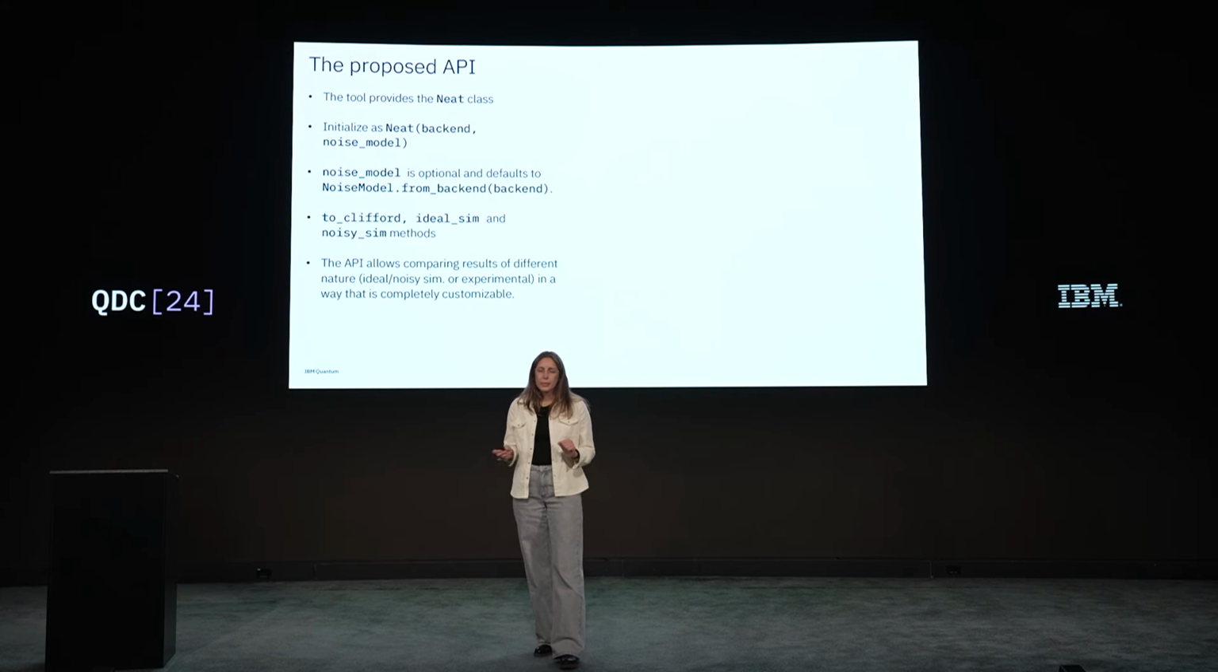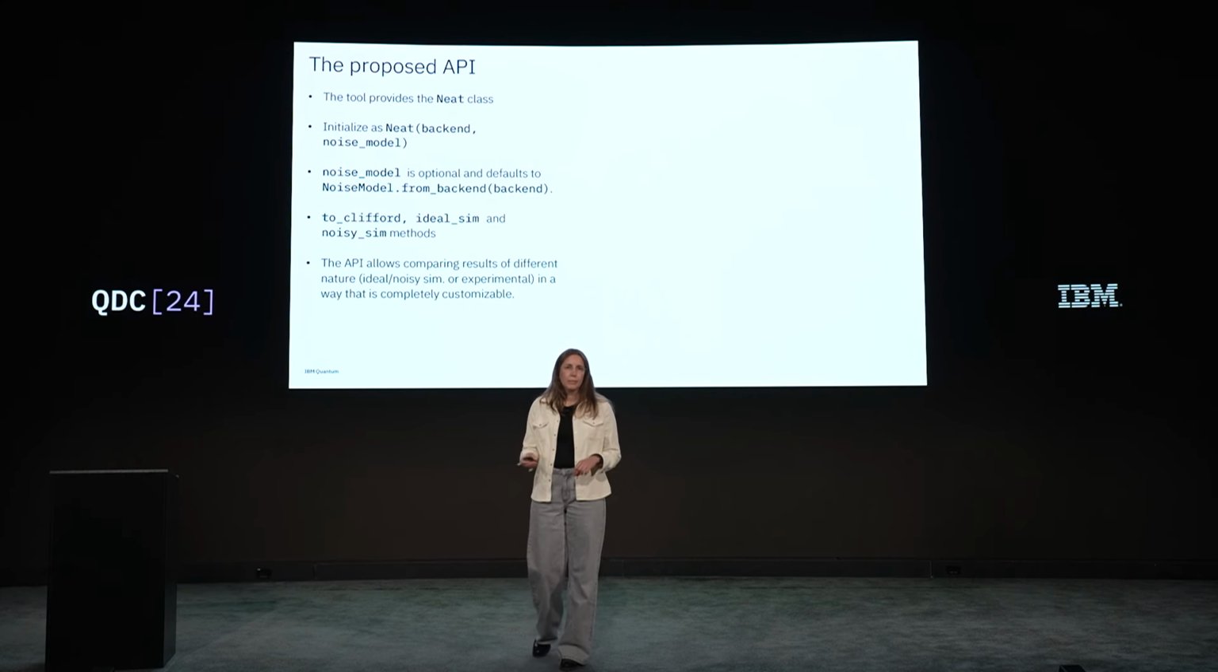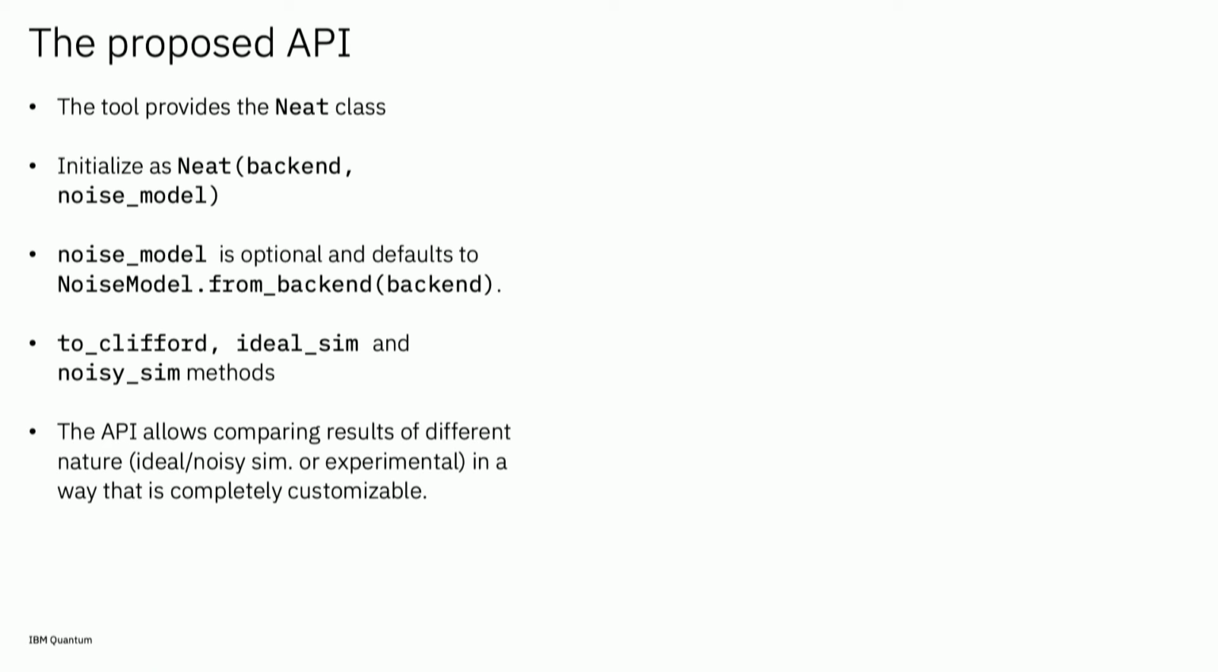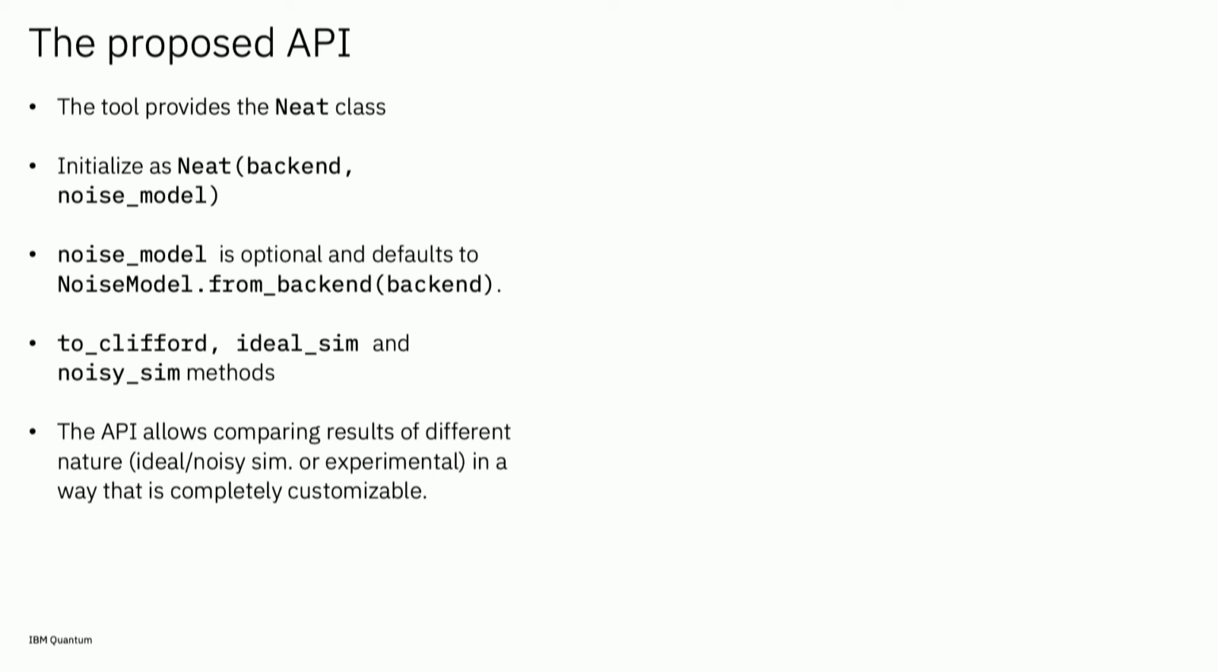Okay, so the proposed API. In Qiskit IBM Runtime, you'll find a module called debug tools, and this contains a class, a NEAT class. This NEAT class can be initialized using a backend and a noise model. The noise model is optional, so if you don't pass it, it will automatically pull one of these snapshots from Qiskit IBM Runtime that I just mentioned. The class also provides three methods: to_clifford, ideal_sim, and noisy_sim. And the API, as I mentioned, allows the results of different nature to be compared between them in a way that's very customizable.